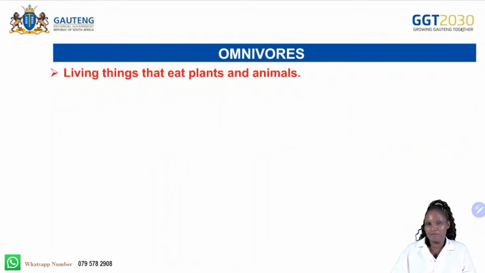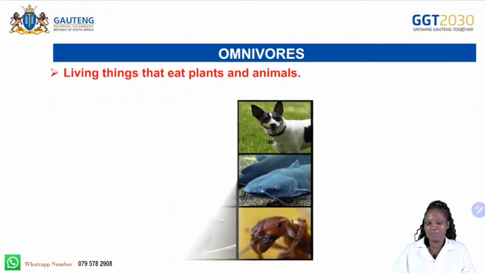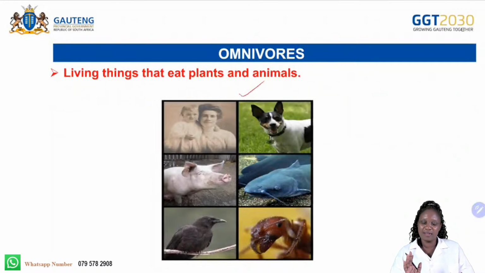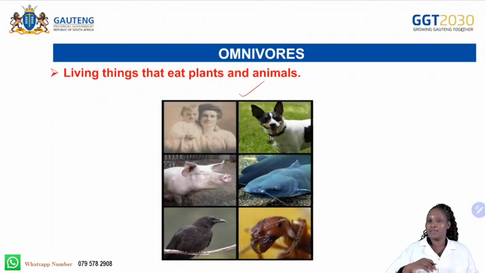And then the omnivores, living things that eat plants and animals. These are omnivores. We've got different types of animals. You can have a look at the picture. We've got quite a number of animals. They feed on both the plants and the animals. We said human beings are omnivores. And we said why? It is because they feed on meat and they also feed on plants.